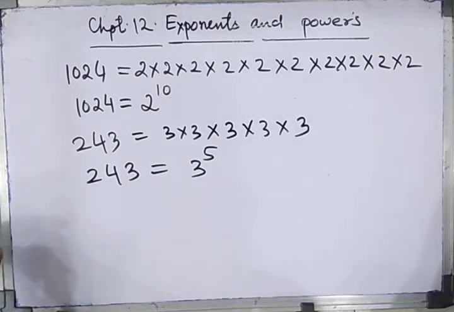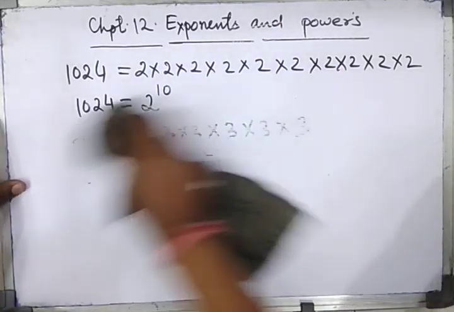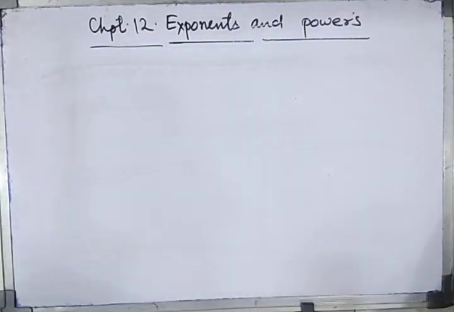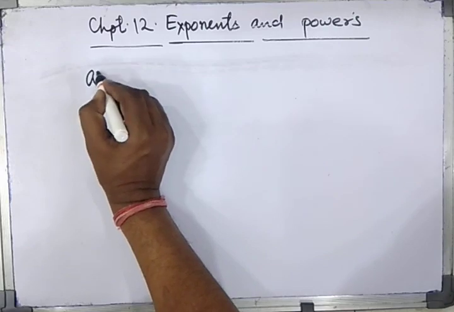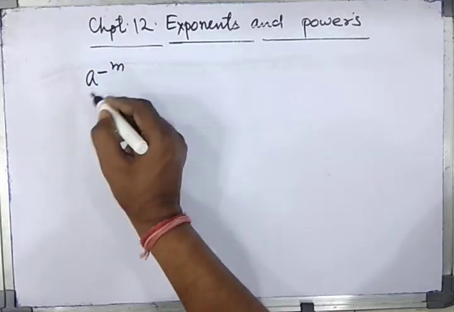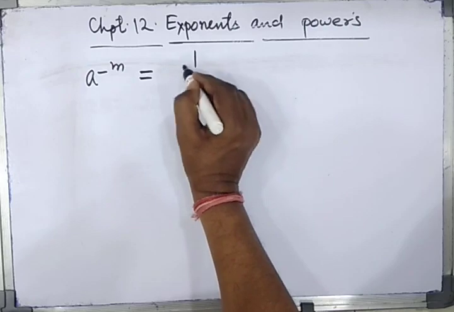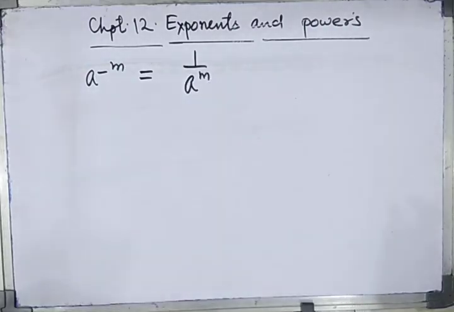Then power with negative exponent. How to represent power with negative exponent as positive exponent. So students, if a is any non-zero integer and m is a positive integer, then a raised to power minus m is equal to 1 by a raised to m.